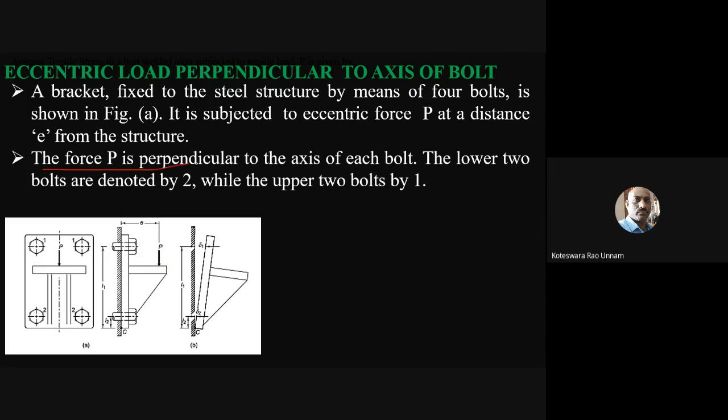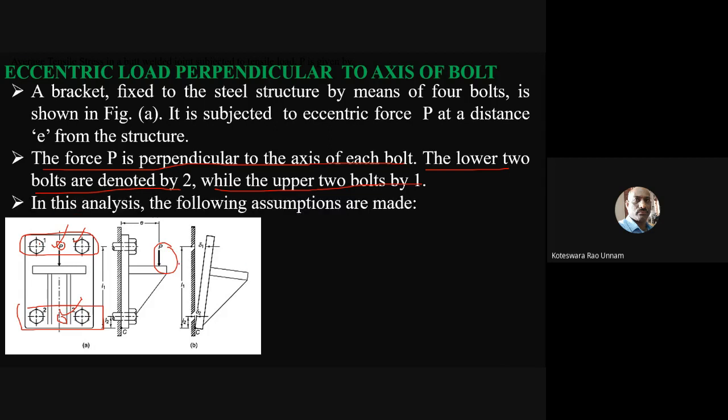The force P is perpendicular to the axis of each bolt. The lower two bolts are denoted by 2, while the upper two bolts are denoted by 1. That's what I said: this is one set and this is another set. Sometimes there may be 3 bolts on the top and 3 bolts on the bottom also. We'll take all 3 on the top as one set and all 3 on the bottom as another set.